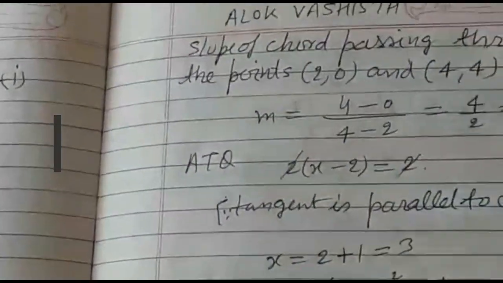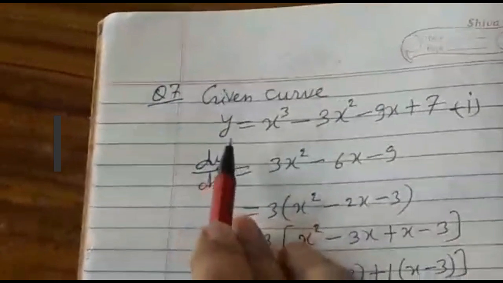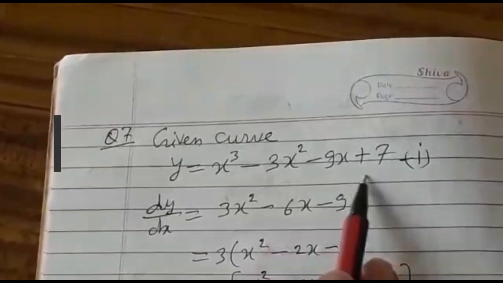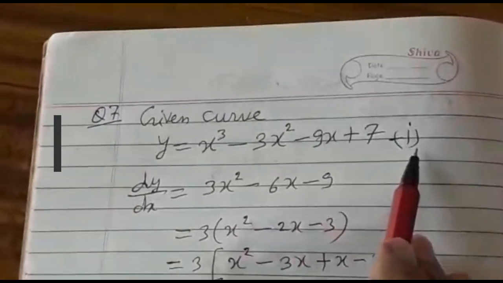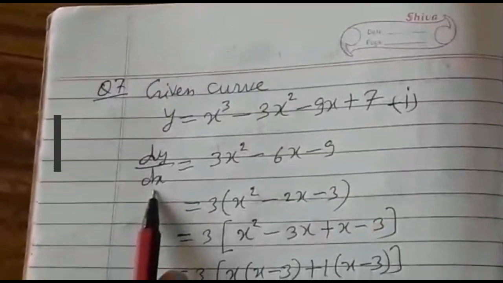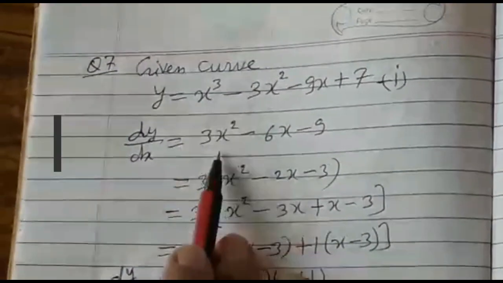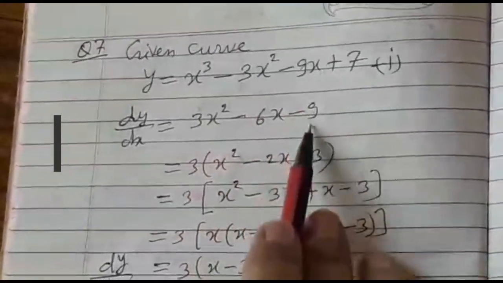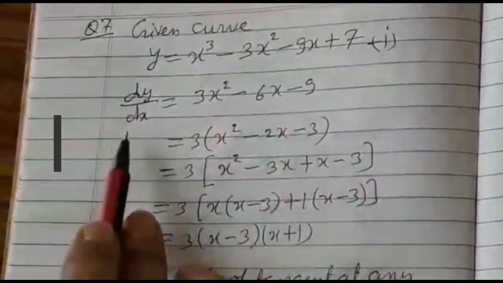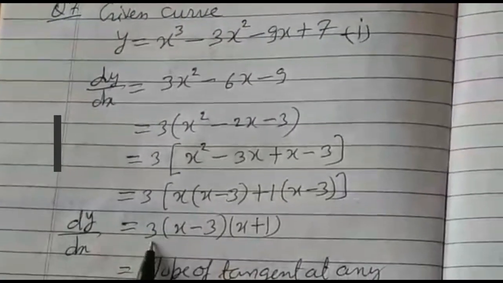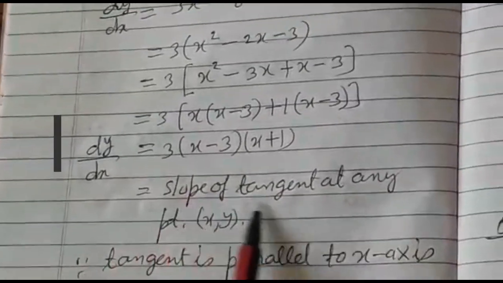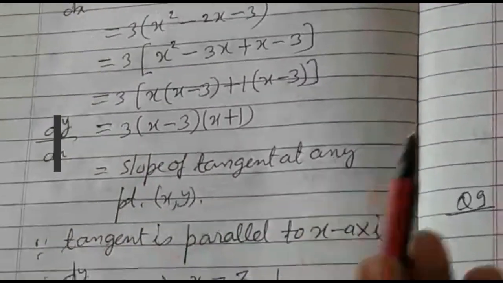Now we are taking the points. Say I am taking question number 7. Given curve is y = x³ − 3x² − 9x + 7. So we have just supposed it is equation number 1. Now first differentiation: x³ differentiation is 3x², 3x² differentiation is 6x, minus 9x differentiation is 9. So dy/dx, after factorization, we are getting 3(x − 3)(x + 1), and basically it is the slope of the tangent at any point (x, y).